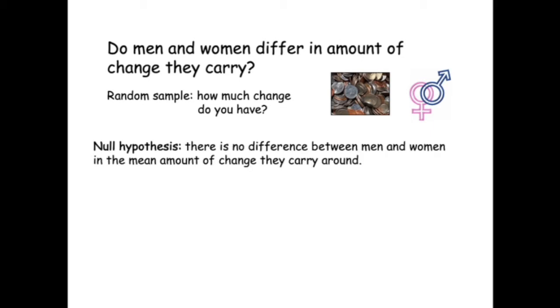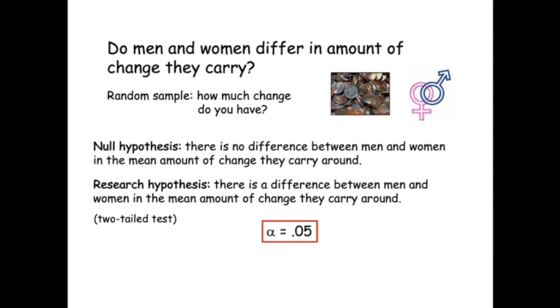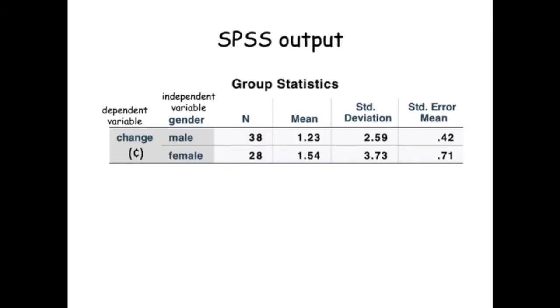The null hypothesis is that the population means are equal, or that there is no difference in mean amount of change between men and women. The research hypothesis is that there is a difference between the population means. We'll use a significance level of 0.05. The dependent variable is amount of change measured in cents, and the independent variable is gender.